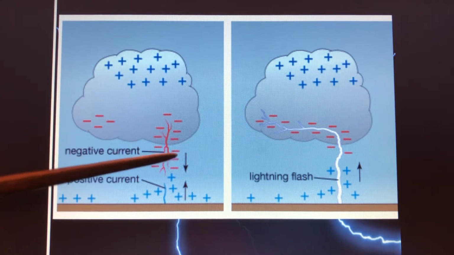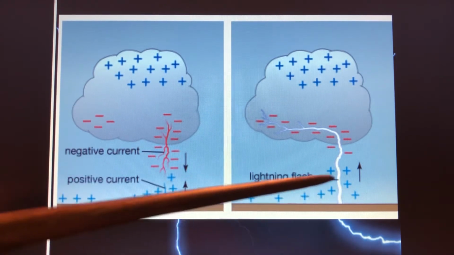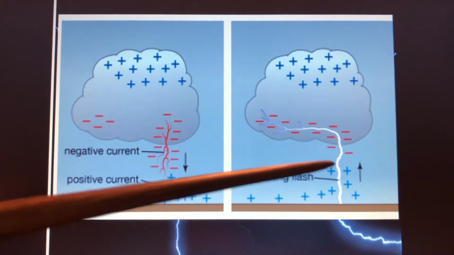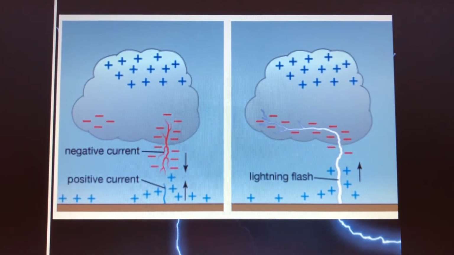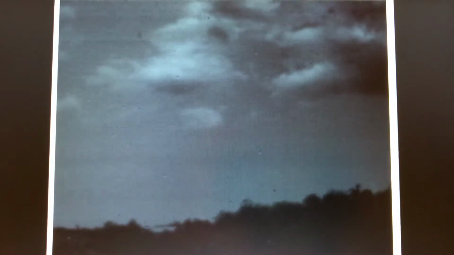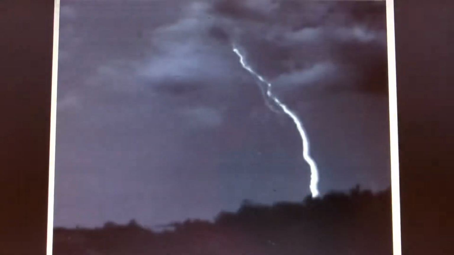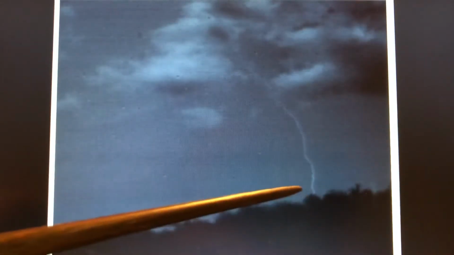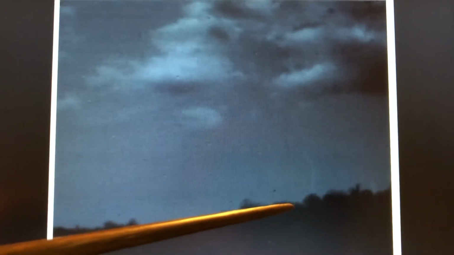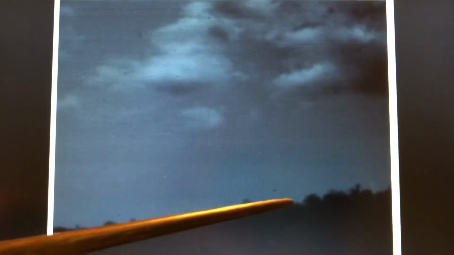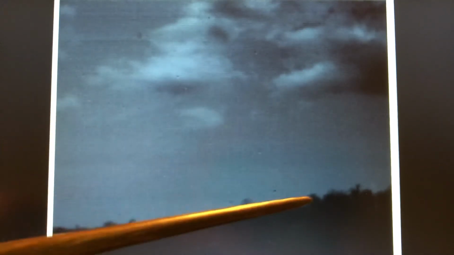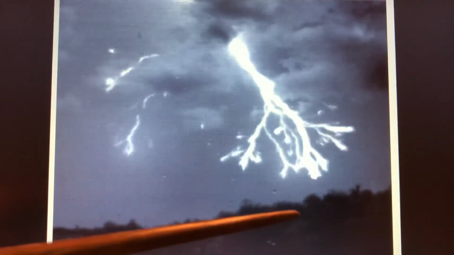This is the step leader. And where they meet, in the middle of the air, that's where the lightning flash happens. So you can see it in this slow-mo. If you watch very carefully down here, right before the flash, when the step leader comes down out of the cloud, right before the flash, you'll see the streamer meet up with it.